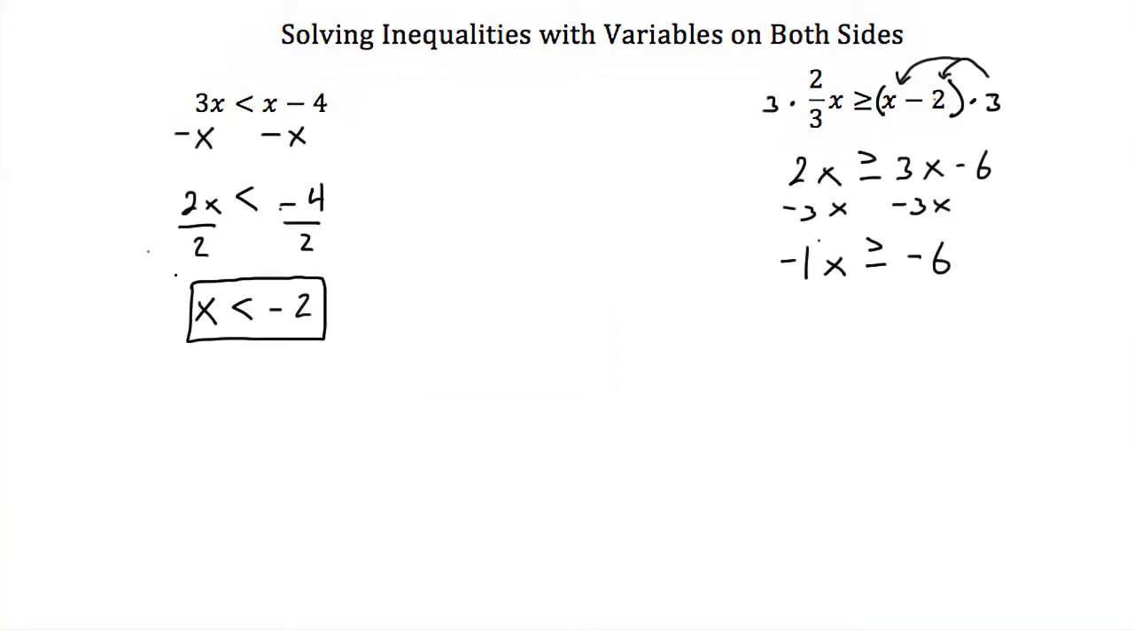Now I'm still trying to isolate x, so I'm going to divide both sides by negative 1. If I divide negative 1x by negative 1, we'll get a positive x. Now I'm dividing both sides by a negative number, so I have to reverse my inequality sign. So this greater than or equal to sign is going to become a less than or equal to sign. And then a negative 6 divided by negative 1 is just a positive 6. So our answer then is x has to be less than or equal to 6.